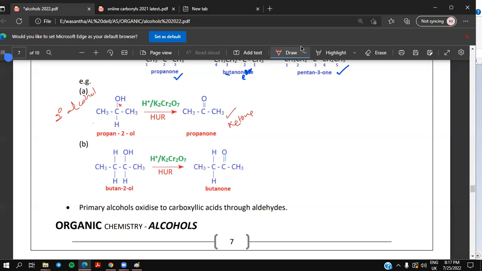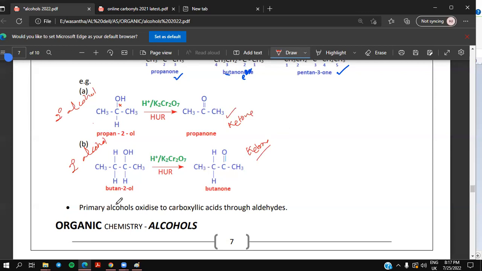And this compound is secondary. It is also secondary. Secondary alcohols go to ketone. Always, secondary alcohols convert the molecule into a ketone.